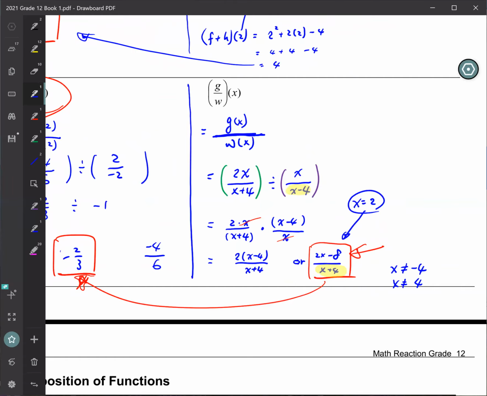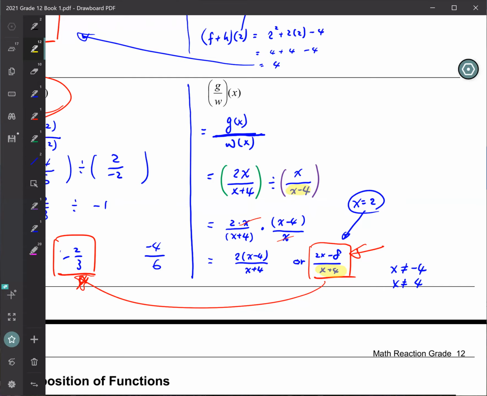2x minus 8 is not a denominator. Denominator means at the bottom, right? It's x plus 4, we covered that already. You see the x yellow highlighted, right? x minus 4, we also have that. It's a second line. Where is the other denominator? There's one more.